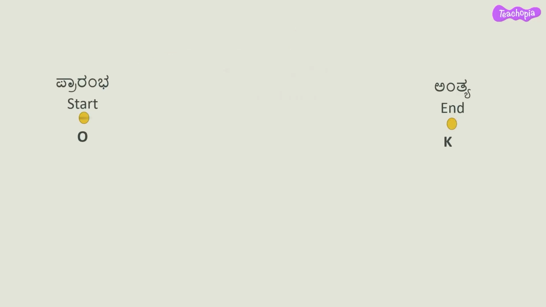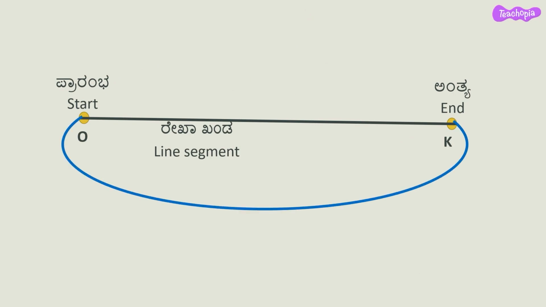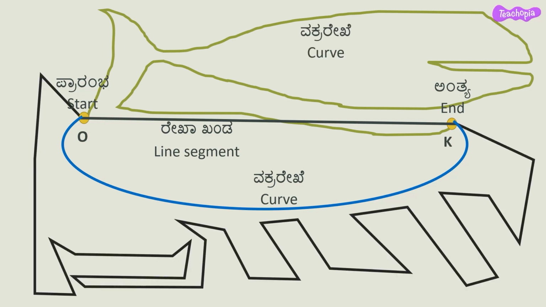If we draw a line from one point to another, we call it as a line segment. We can also connect 2 points using a curve. Many curves can be drawn between 2 points. We can also connect 2 points using many line segments. All line segments, lines, etc. are curves and all curves are not line segments.